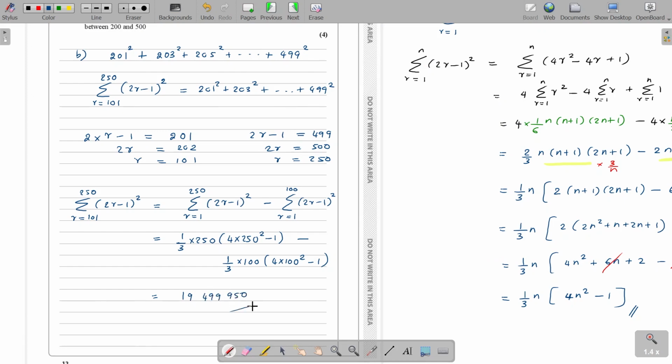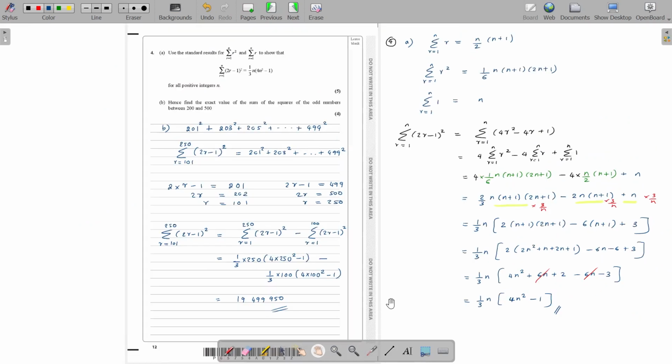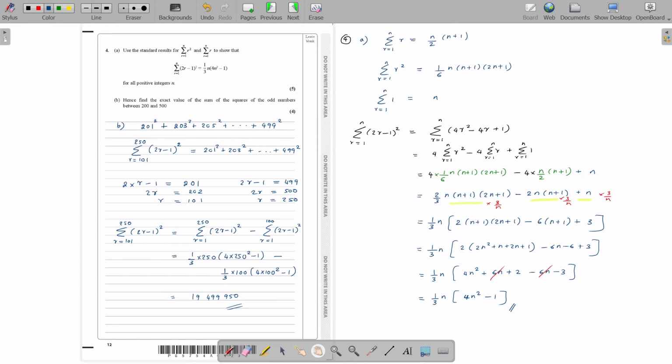Is this okay? So this is the sum of the squares. This is the sum of all the squares of odd numbers between 200 and 500. Okay, is this clear?